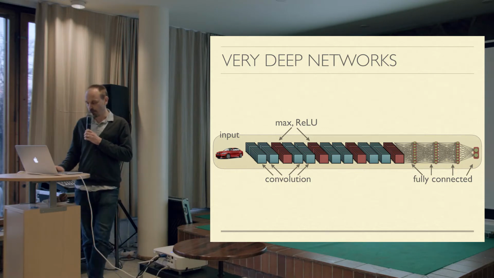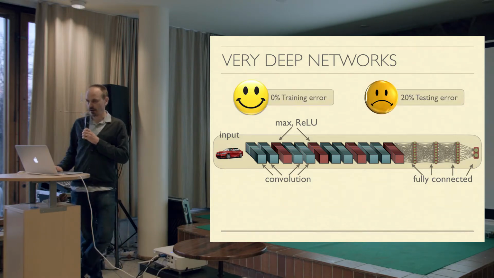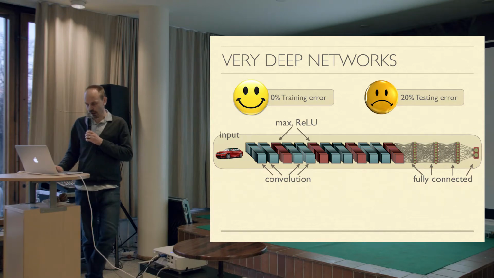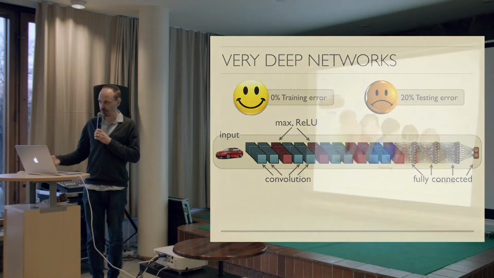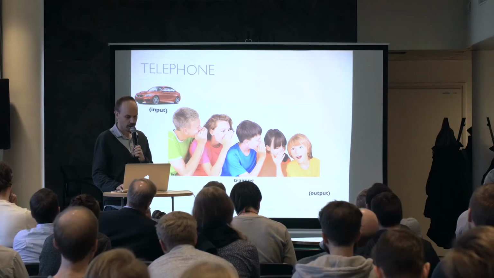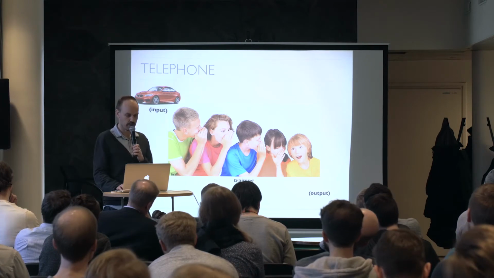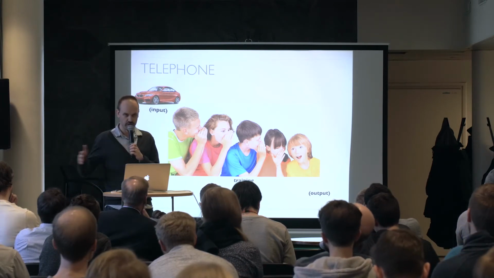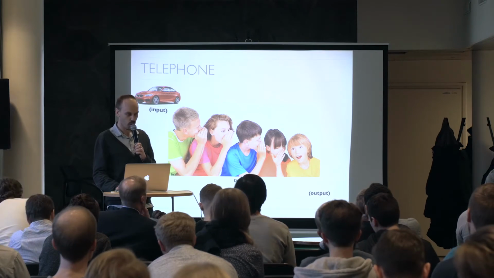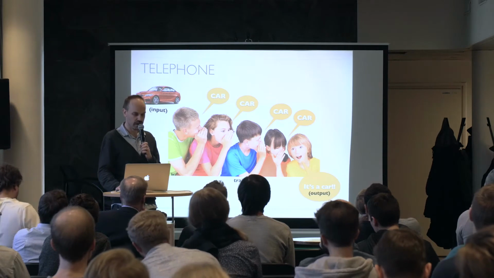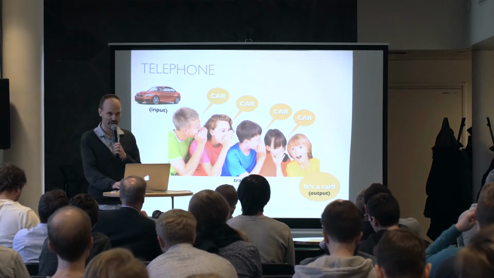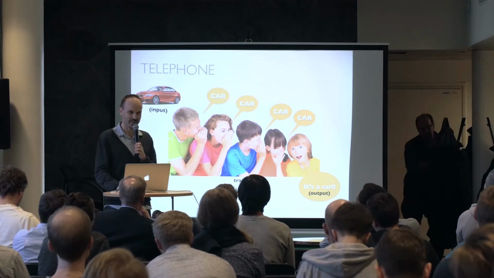So the problem when we increase depth in the networks is that although we get good training error, the testing error suffers. So they don't generalize as well. One way to think about why that happens is to think of the network as a game of telephone. Here we see that the input is a car, and then the different layers tell each other what's there in the picture. When everything goes well in training, then all the layers say that it's a car, and then the output is a car.